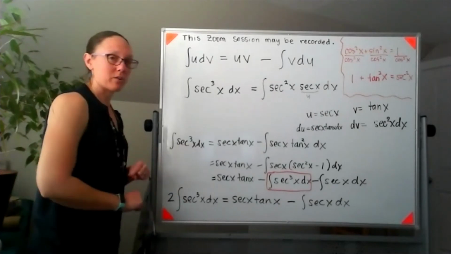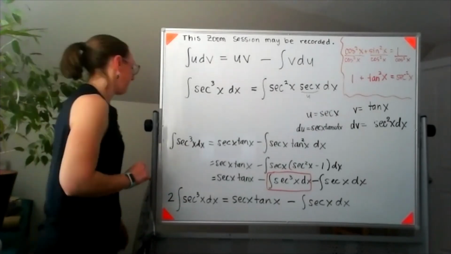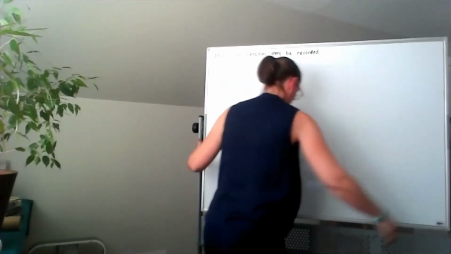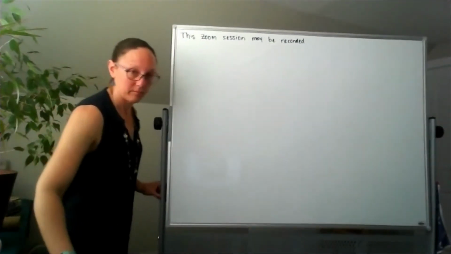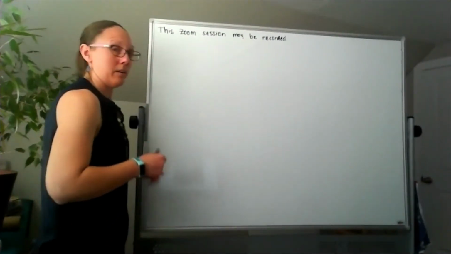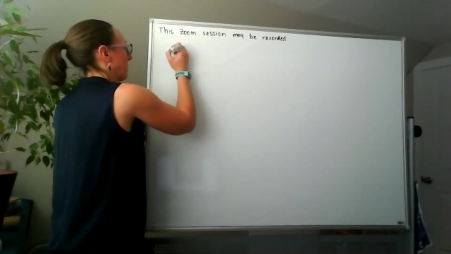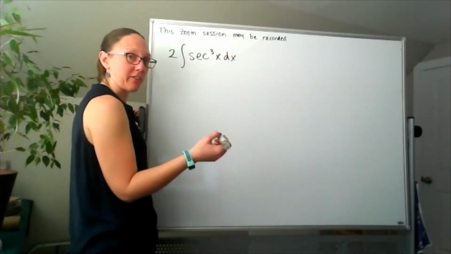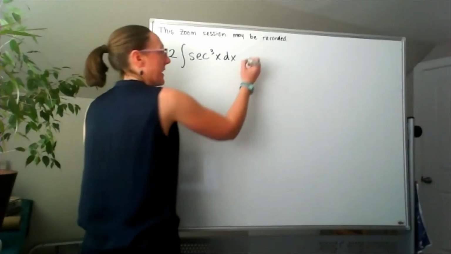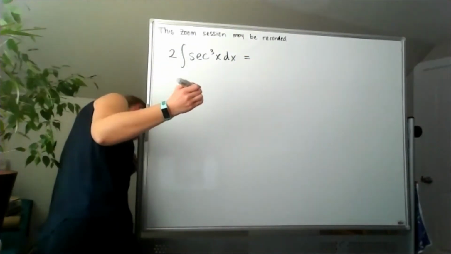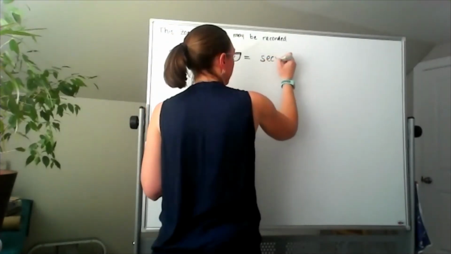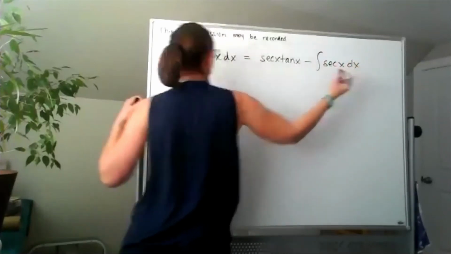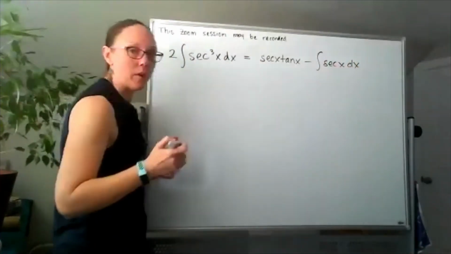I'm actually going to flip my board around because I need a little bit more space to write. Okay. I'm just getting caught up with what I had on the other side. So I had 2 times the integral of secant cubed x dx equal to okay.